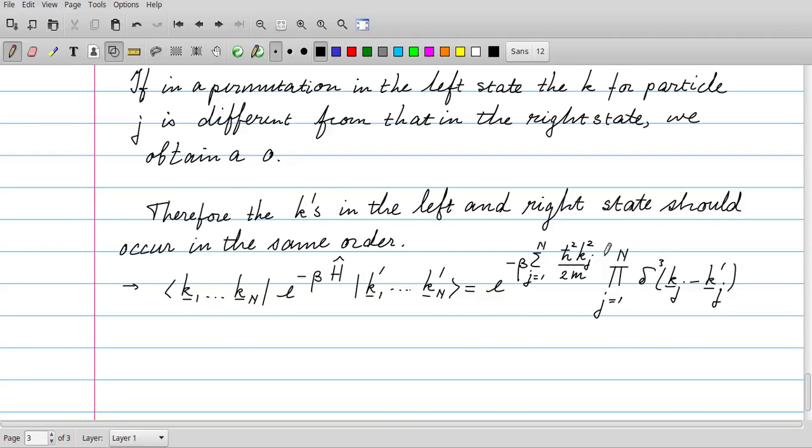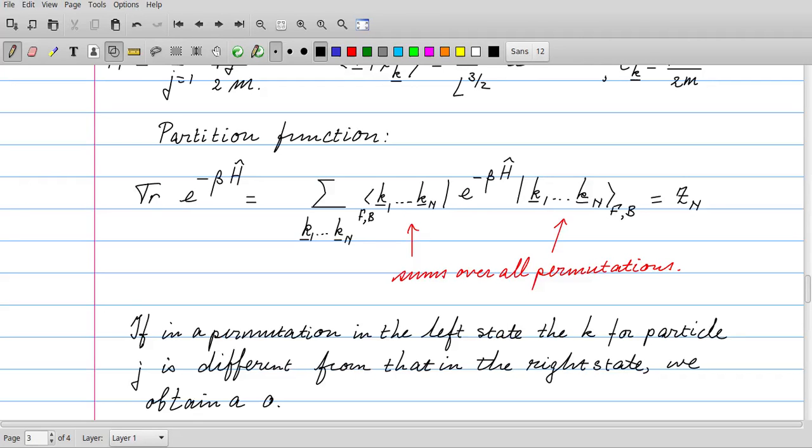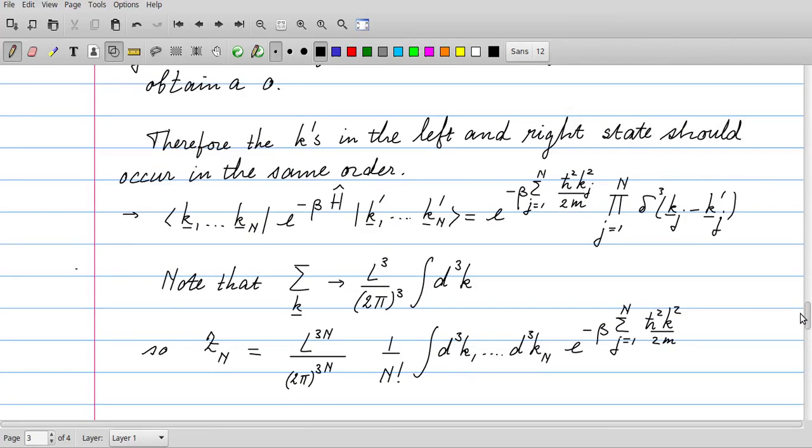Now, considering the definition of Zn, we see that we should sum over all the k's, and it's then useful to replace a sum over k by an integral over k, and that involves an extra factor of the volume divided by 2 pi to the third, and the volume is obviously L to the third. L is the box length. So we can now write the partition function in this form, where we have 1 over n factorial, d3k1 up to d3kn, and then this term. Now there is however one subtlety in the case of bosons.